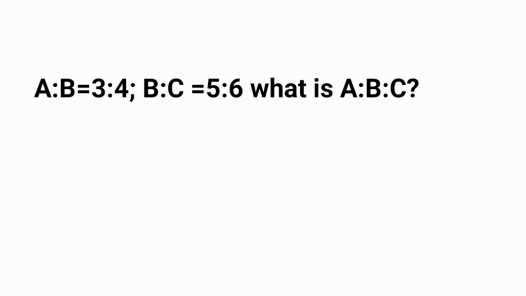First question, A is to B is equal to 3 is to 4, B is to C is given as 5 is to 6. What is A is to B is to C? So, to solve this question, write the ratio which we want to find, that is A is to B is to C. Here A is to B is given as 3 is to 4. So, write that below A is to B. And B is to C is given as 5 is to 6. So, write in the next line below B is to C the corresponding ratio, that is 5 is to 6.